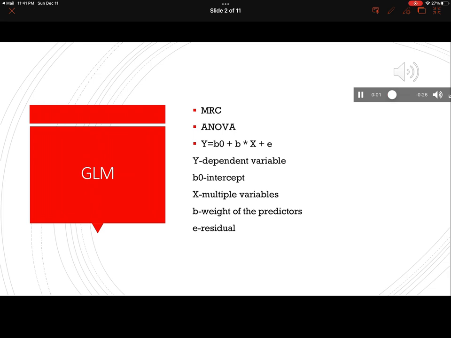Here I have displayed the equation for the general linear model, where y is the dependent variable, b sub 0 is the intercept, x is going to be multiple variables, b is going to be the weight of the predictors, and e is going to be our residual. This is going to be the basis for the two types going forward, MRC and ANOVA.